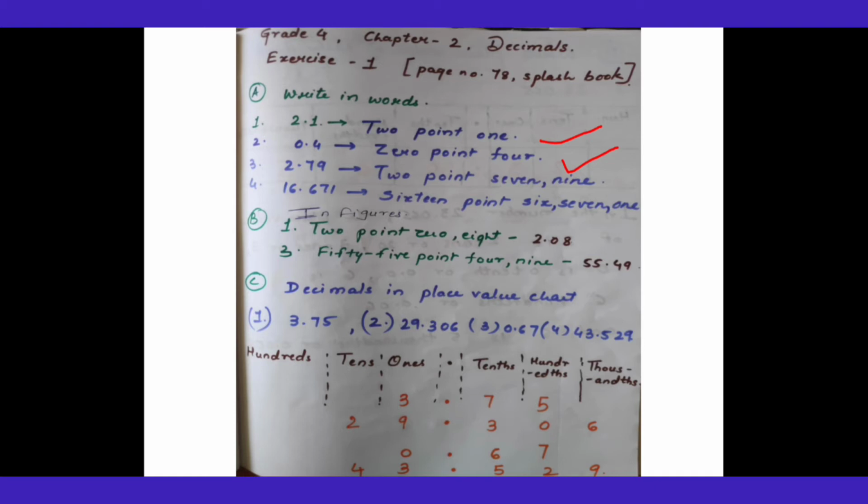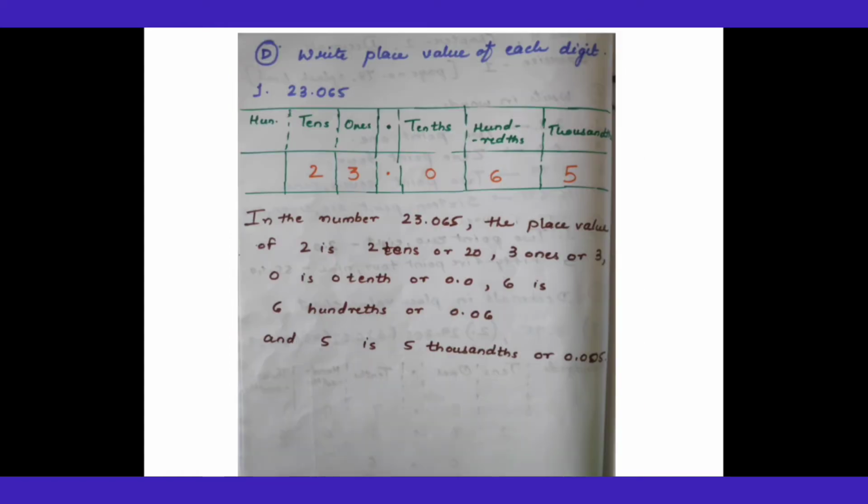So you can write this 3 in the ones place and 75 in the tenths and the hundredths place. Similarly, 29.306, 0.67 and 43.529. So you can pause the video here and complete this exercise in your notebook and the Splash book. Okay. And question number D of exercise 1 is write the place value of each digit.